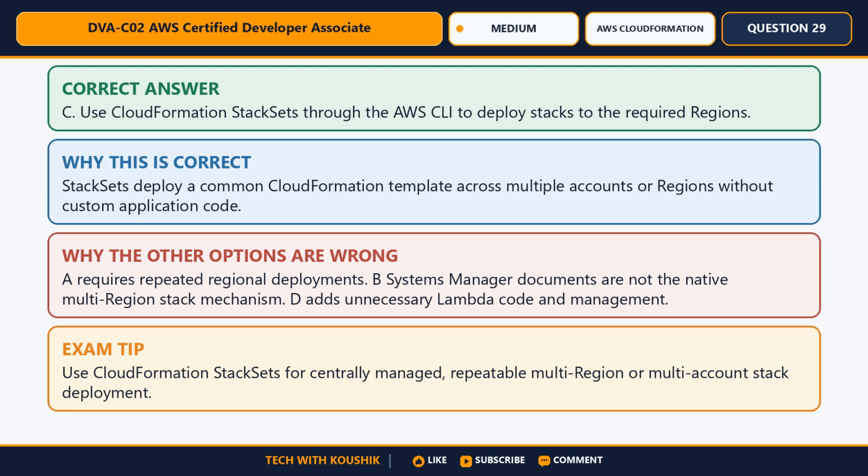A requires repeated regional deployments. B. Systems Manager documents are not the native multi-region stack mechanism. D. Adds unnecessary Lambda code and management. Exam tip. Use CloudFormation stack sets for centrally managed, repeatable multi-region or multi-account stack deployment.